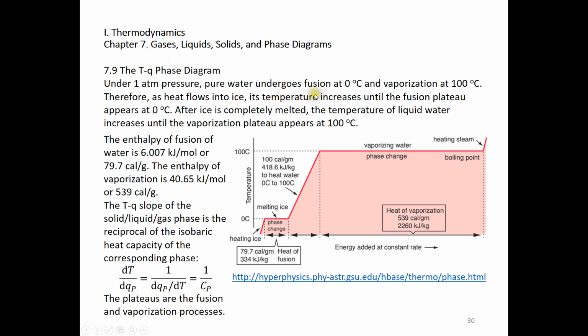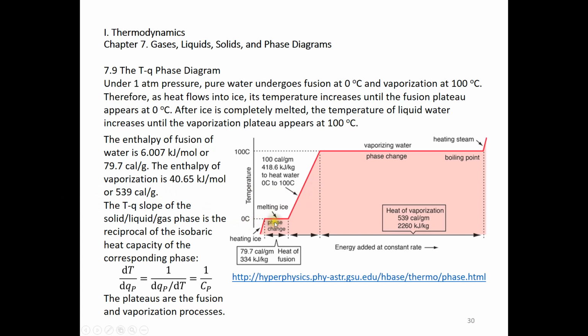Pure water undergoes fusion at 0 degrees Celsius and vaporization at 100 degrees Celsius. So over here we have the temperature versus heat for water. First, let's start with a very low temperature. We have ice. Now heat flows into the ice, and that will increase the temperature of the ice. You see this line, the temperature increases as heat flows into the ice until it reaches 0 degrees Celsius. This line is approximately linear because the temperature change is approximately proportional to the amount of heat.